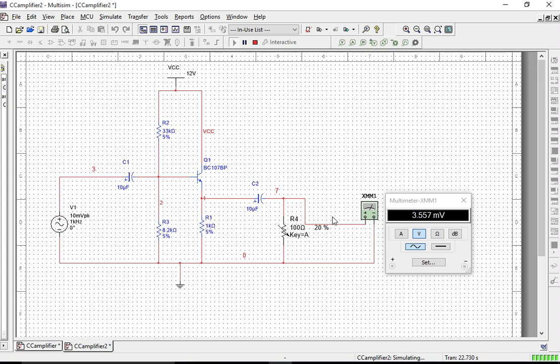So the CC amplifier has a very low output impedance, so that it can be used for matching to other networks.